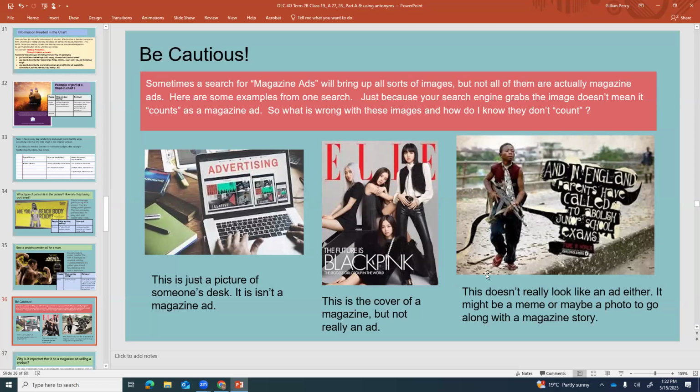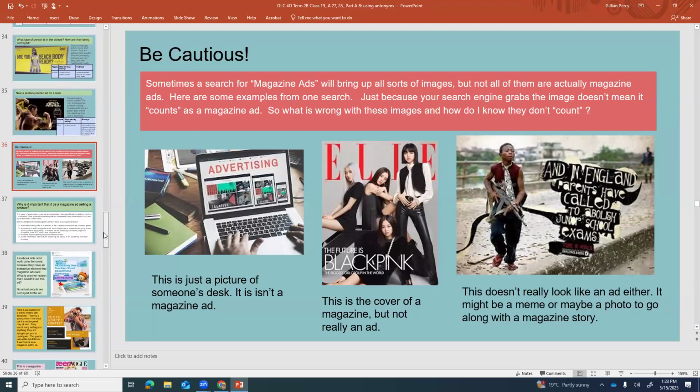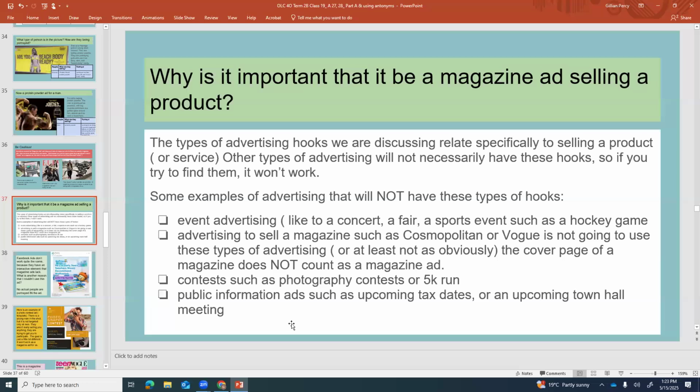And this third one is a little bit tricky, right? There's a picture of a really young man holding a gun, and it says, in England, parents have called to abolish junior school exams. I have no clue how these two things relate. It doesn't really look like an ad. It doesn't look like a magazine. It might be a photograph to go along with some sort of newspaper or maybe a magazine story, but they're certainly not selling anything as far as I can tell. So again, don't use it. If you look at an ad and you can't tell what they're selling, don't use that one. Use something different, okay?